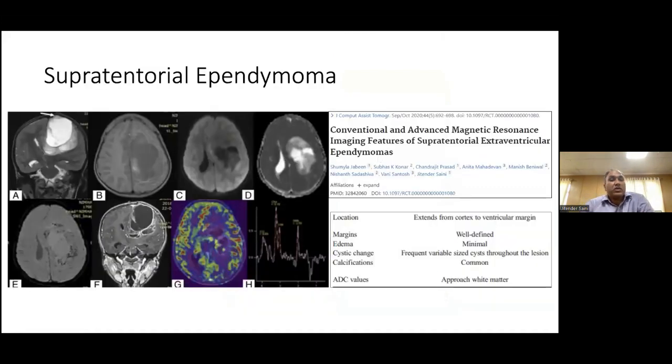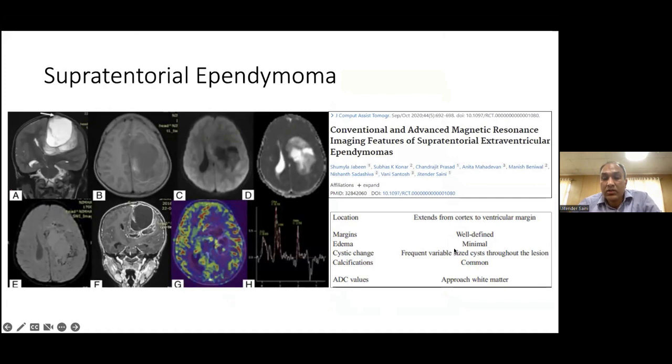So this is an example of a supratentorial ependymoma: a large solid cystic lesion, very heterogeneous, usually seen in young patients, can show diffusion restriction, very heterogeneous enhancement. They will simulate a high-grade glioma, and it is very difficult to make a diagnosis of these tumors per se pre-operatively on imaging. But some of the clues to the diagnosis are that they have well-defined margins.